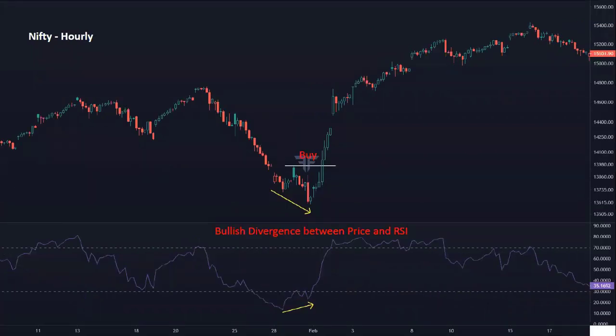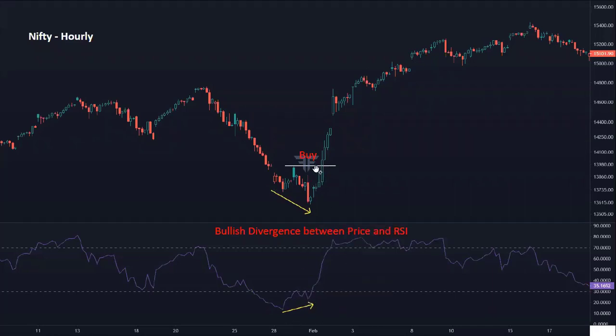So let me go to the hourly chart again. As you can see, after a sustained decline in price, it made a low, it rallied, it declined again. Now, as you can see, the price has made a lower low here. But if you look at the hourly RSI, the RSI has made a higher low. So now here we have a bullish normal divergence. The price is making a lower low. The RSI is making a higher low.